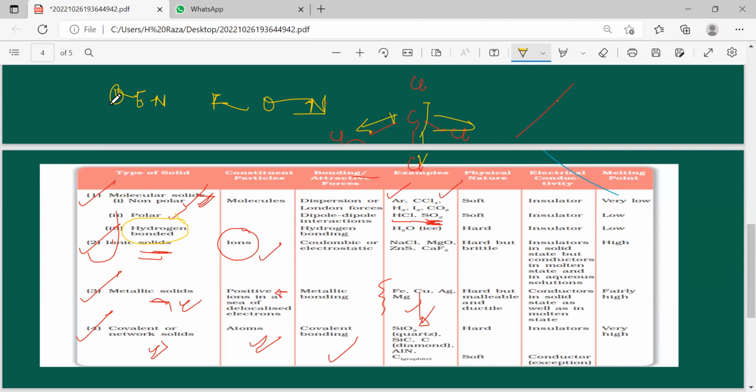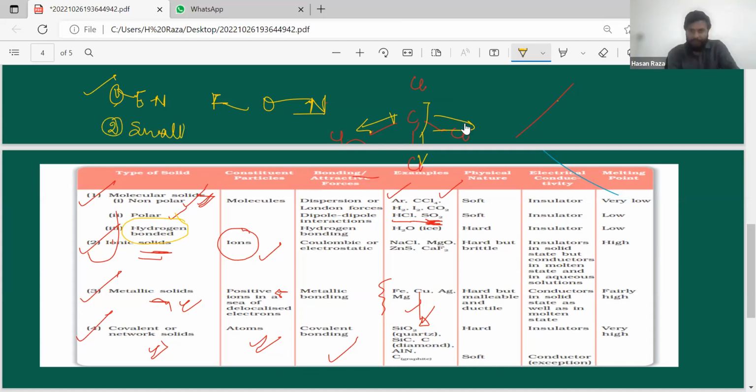Whenever hydrogen is nearby fluorine, oxygen or nitrogen, then a hydrogen bond will be formed. So the first condition you just told me is electronegativity, that is good. And the second condition is that the size should be small. Nitrogen and chlorine have approximately the same electronegativity, but chlorine does not form hydrogen bonds. Why? Because chlorine has a larger size.